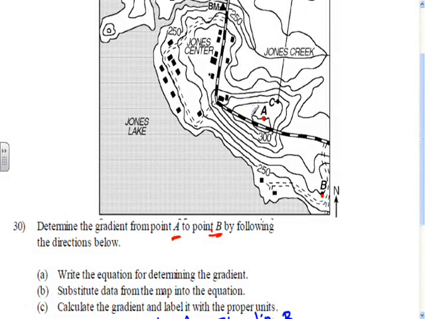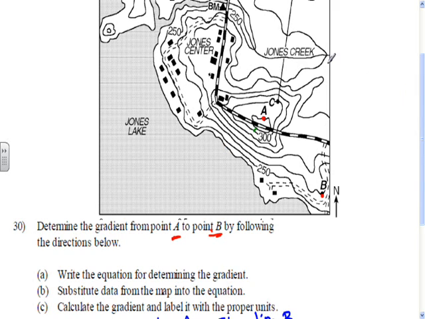So the elevation of A is simple. Let me use the green color here. So this is A. You follow this line right here. This line is 300. Now, how much is A then? A is this line right here. Am I going to go by 10 or by 20?